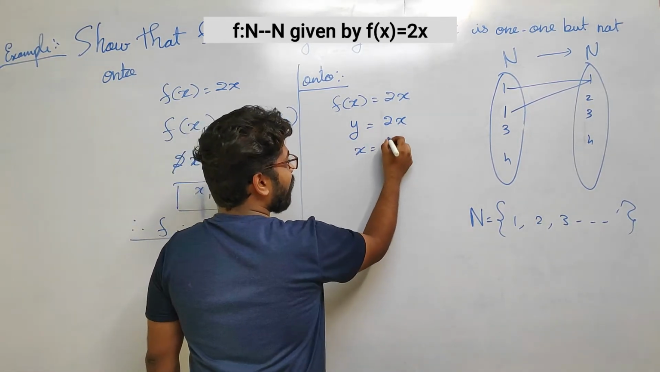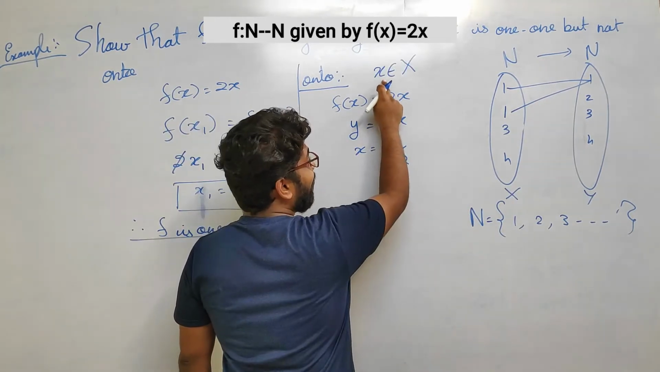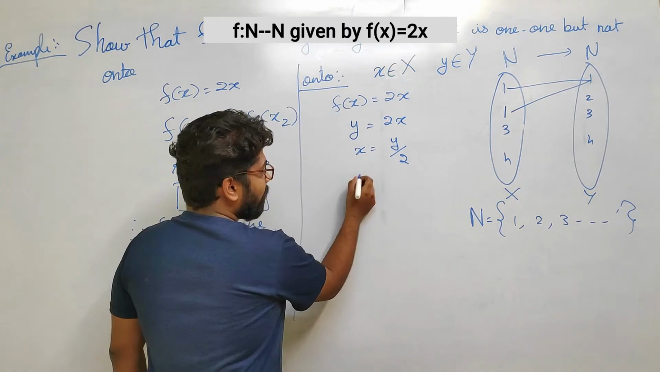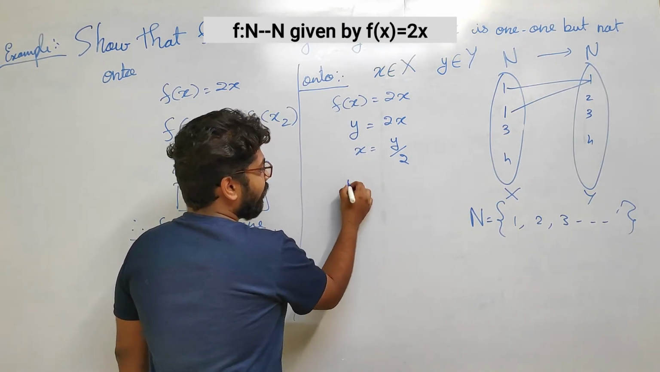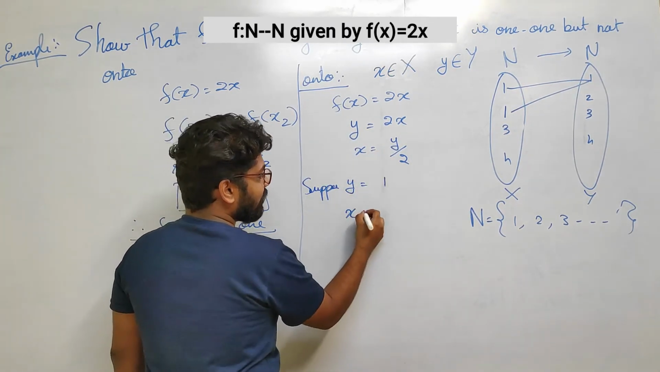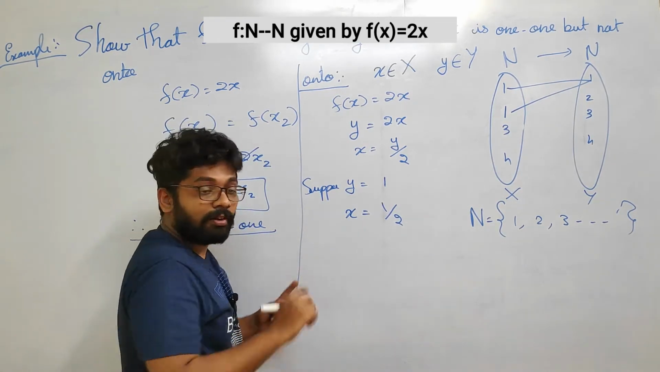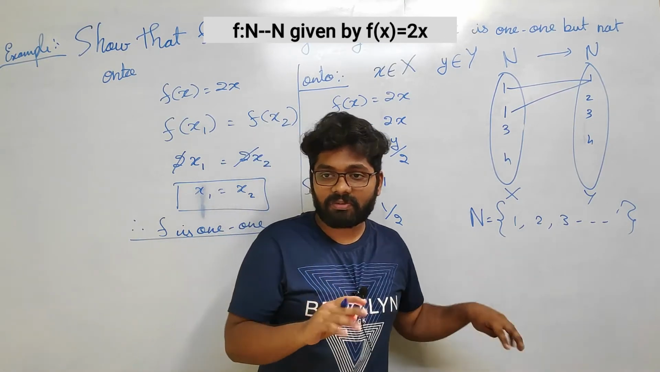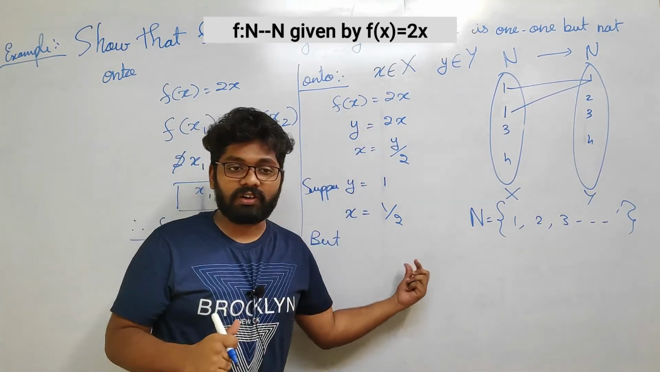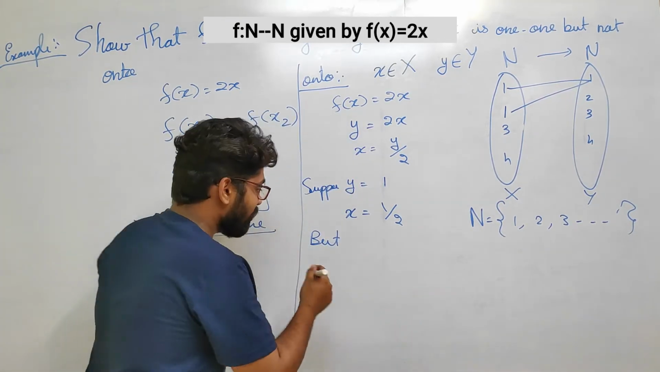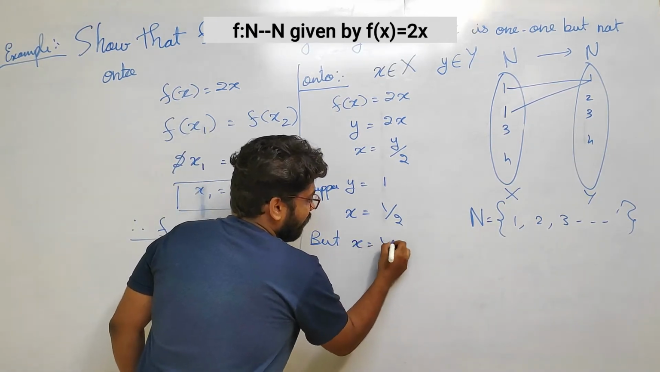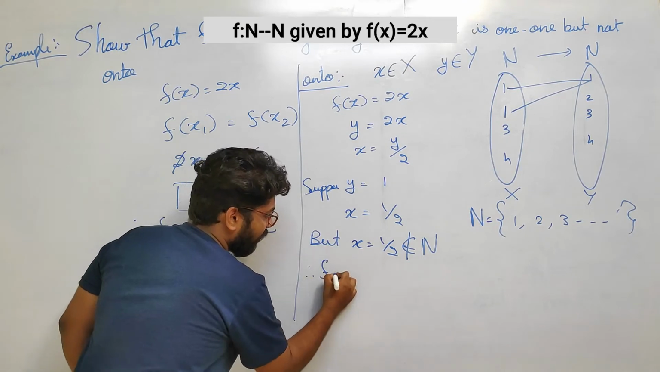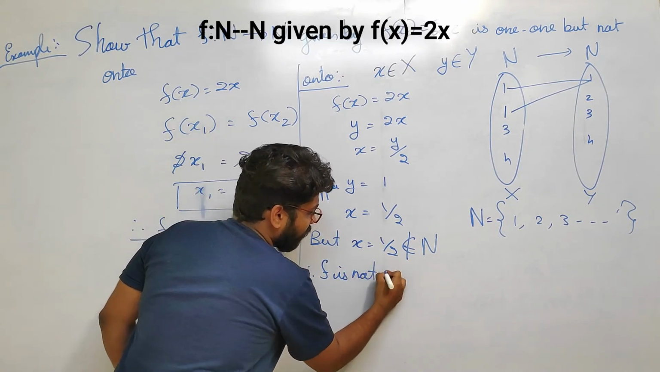So x is equal to what? y by 2. For every x belonging to X, there is a number y belonging to capital Y. Suppose y is equal to 1, then x is equal to 1 by 2. बरोबर? But does 1 by 2 come in natural numbers? No. See, you have a point over here. Understanding? So x is equal to 1 by 2 does not belong to natural numbers. Therefore, f is not onto.